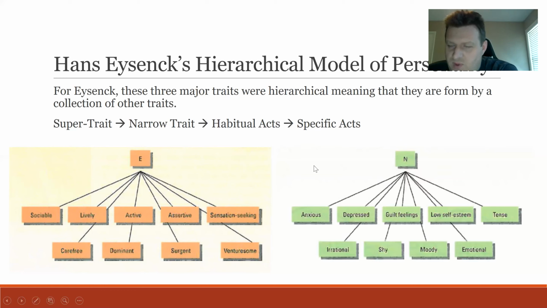Neuroticism, we have for the narrow traits anxiety, depression, feelings of guilt, low self-esteem, tense, irrational, shy, moody, emotional. Again, we can think of individuals that are anxious that are not depressed. We can think of individuals that have low self-esteem that aren't necessarily anxious, but all of these things kind of go together and they form neuroticism.